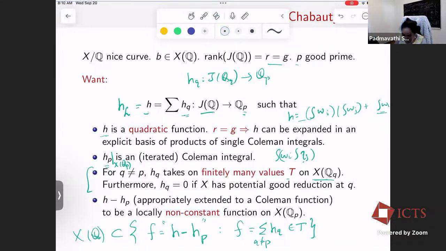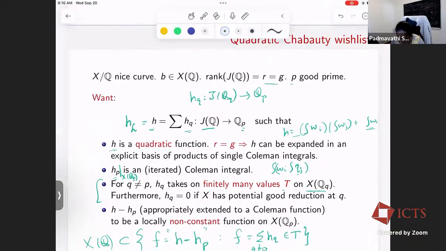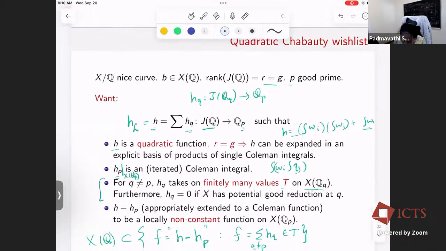So in the quadratic Chabauty package, if you're trying to run quadratic Chabauty, you want a global function which has all these nice features. You want the global height to be a certain quadratic function. You want the local height at P to be, at least on the curve, given by an explicit iterated integral. And you want the heights away from P to take on finitely many values. And if you have all of these, you can find the rational points inside the level sets of H minus H_P.